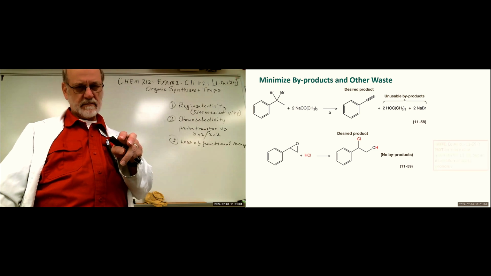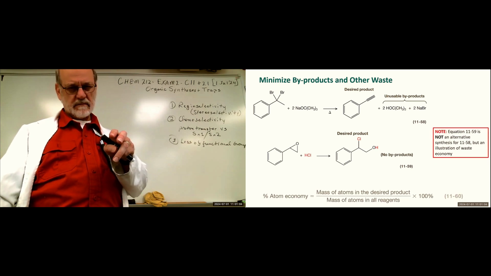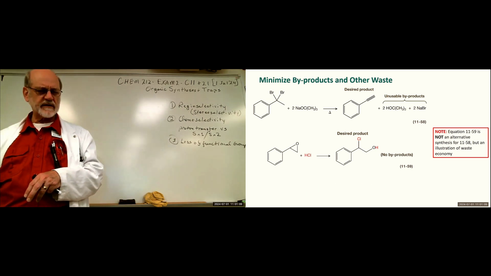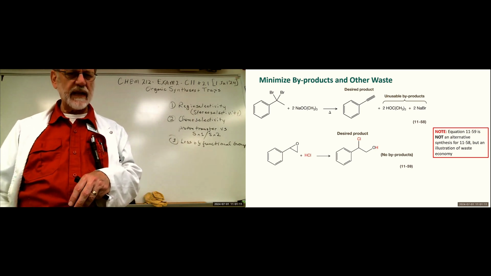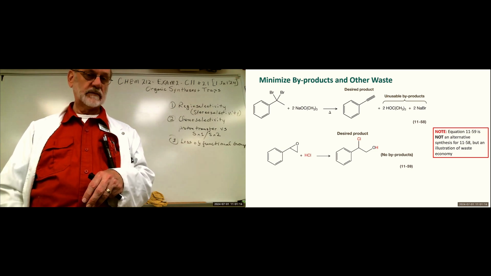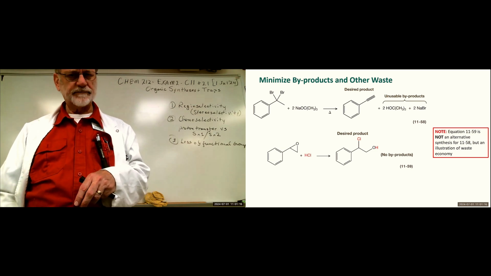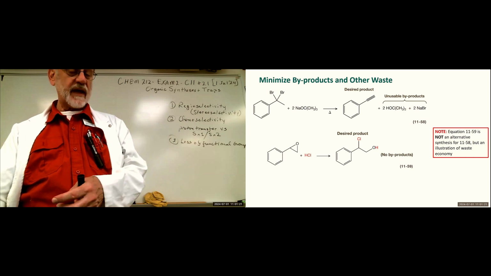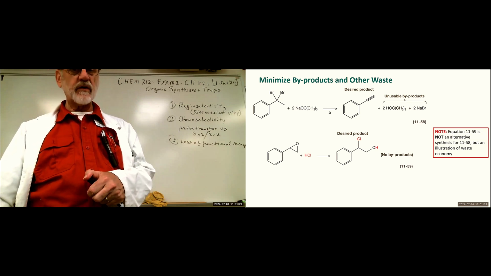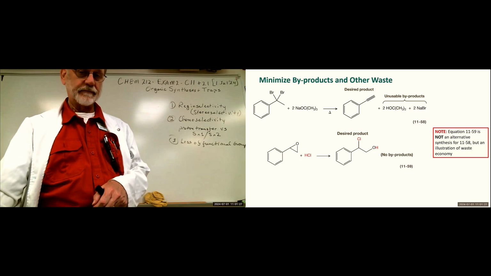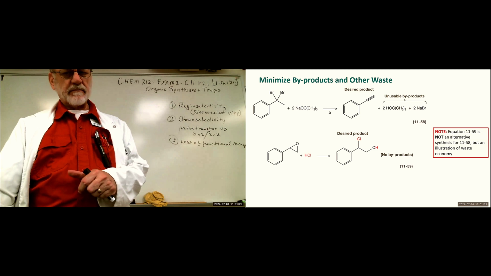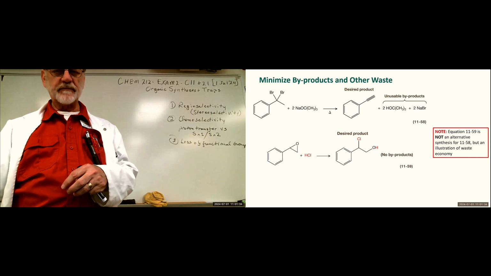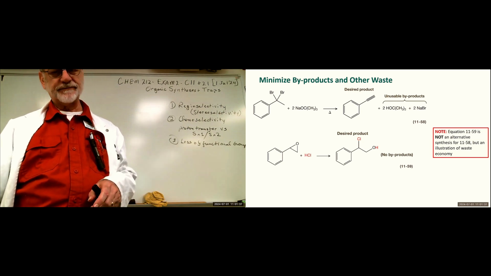Well, that doesn't help me. Can we form a triple bond with that hydroxy halide? Go figure. Because you're not getting the same products with that one step. But you don't have any byproducts either. I think that's why I stuck that note in there. There's not alternative synthesis, but an illustration of waste economy.